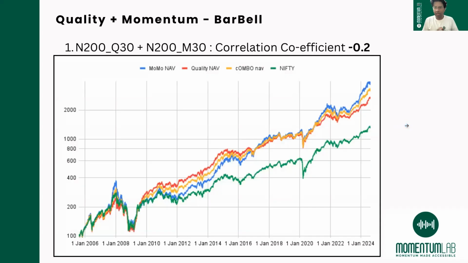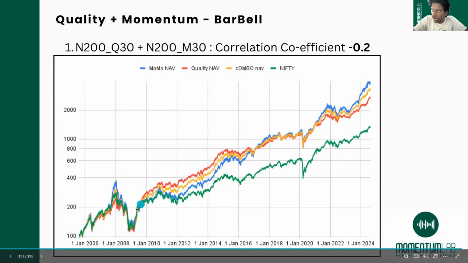Now let's take a look at the final one, which is quality and momentum. For momentum, I've taken Nifty 200 Momentum 30 as the index. For quality, I've taken Nifty 200 Quality 30 as the index. The correlation coefficient between these two is minus 0.2. Now momentum is in blue color, whereas quality is in red color. The combination is in yellow and Nifty is in green color.